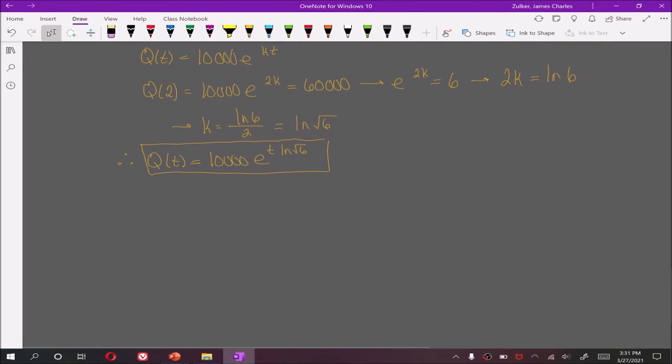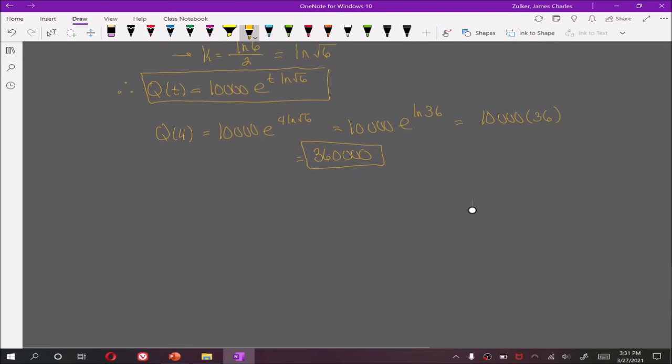We can now answer the question after 4 hours. So we want Q of 4, 10,000 e to the 4 log of root 6, which is 10,000 e to the log of 36, which is just 10,000 times 36, which is 360,000. So after 4 hours, there are 360,000 bacteria.